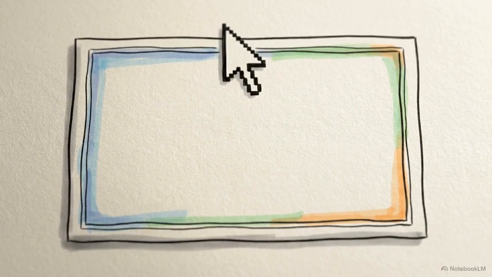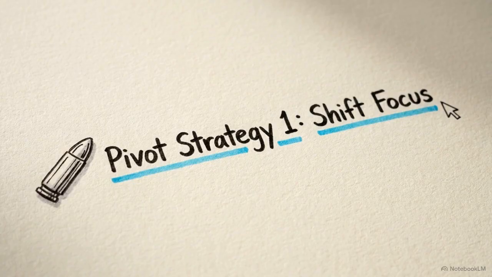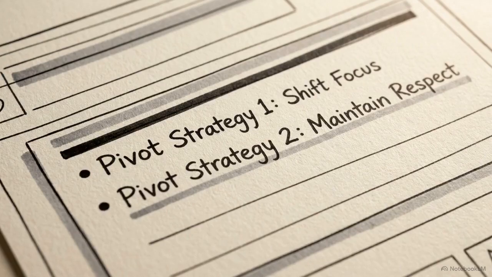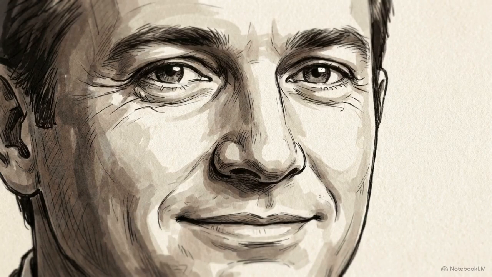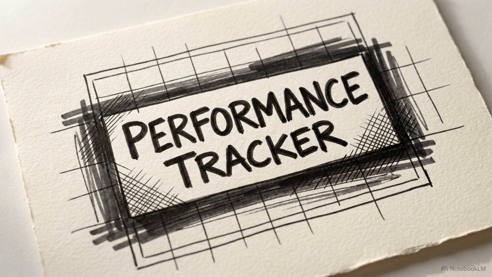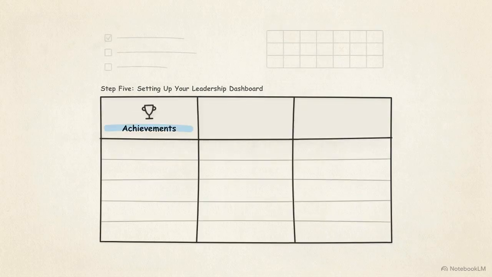Type these 2 specific pivot phrases into your document right now. "Let's focus on how we can solve this." And "I want to make sure we're keeping things respectful and focused on the shift." Keep these 2 phrases ready to deploy. Finally, step 5, setting up your leadership dashboard. At the very bottom of your blueprint, insert a tracking table. Create 3 distinct columns and label them achievements, challenges, and lessons learned.